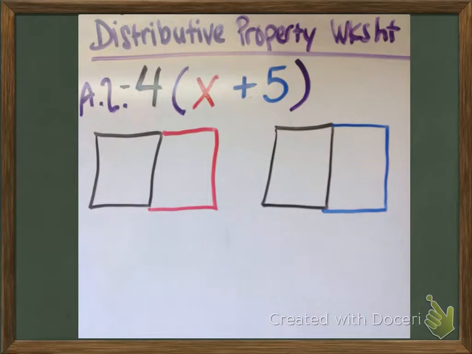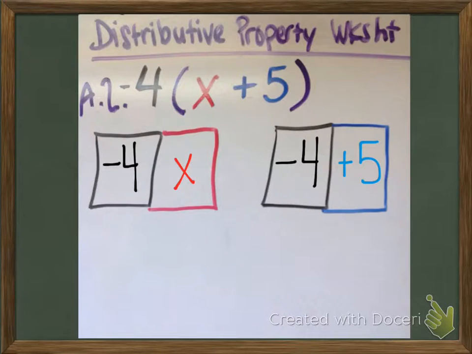Now look at A2. Negative 4 times the quantity of x plus 5. What do you think the answer is? Again, we are going to multiply negative 4 times each letter or number that is inside the parentheses, so bring down the negative 4 into your black boxes. Your first inside the parentheses is an x, which is really 1x. And then you have a positive 5.